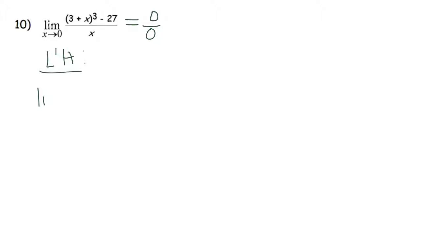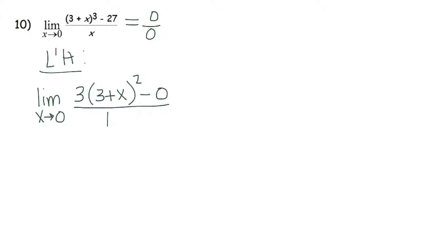So I have the limit as x approaches 0. And then from the first one here, we have 3 times 3 plus x, all squared. And then times the derivative of the inside, but the derivative of 3 is 0 and the derivative of x is 1. Minus 0 all over 1. So at the end of the day, when I evaluate this, I get 3 times 3 squared, which is going to be 9 times 3, or 27.